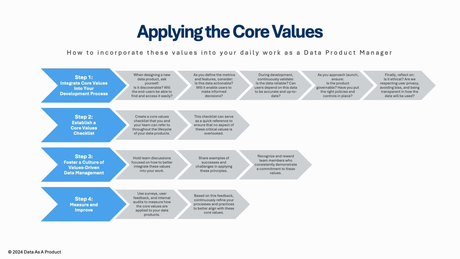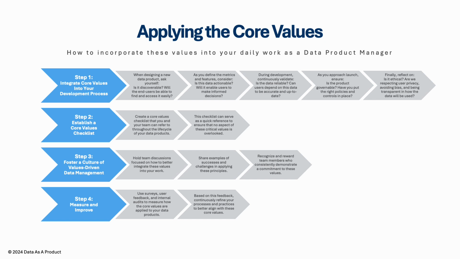Now that we've explored the 5 core values of data product management, discoverable, actionable, reliable, governable, and ethical, let's talk about how to apply these values in your daily work. These core values aren't just theoretical concepts. They're practical principles that should guide every decision you make when managing your data products. By consistently applying these values over time, you're going to ensure that your data products are not only effective, but that they're aligned with your organization's goals and the broader responsibilities we have as data professionals.